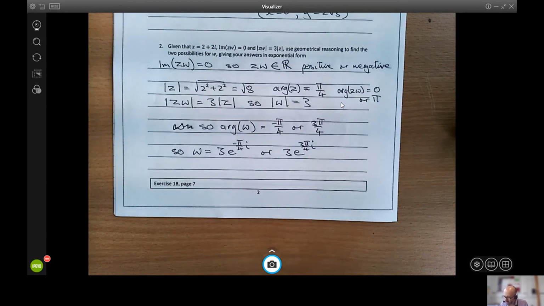Right, I'm going to end that video now. We'll go on to the next video, which is on de Moivre's theorem, which uses the exponential form of complex numbers.